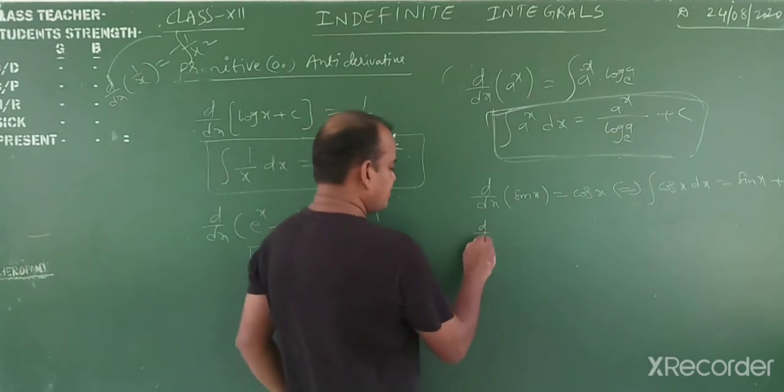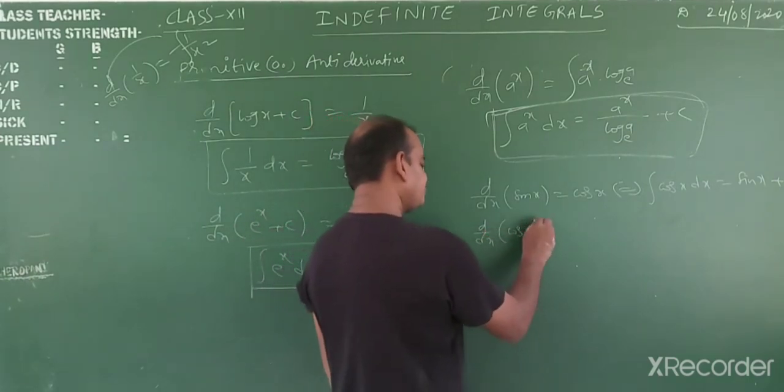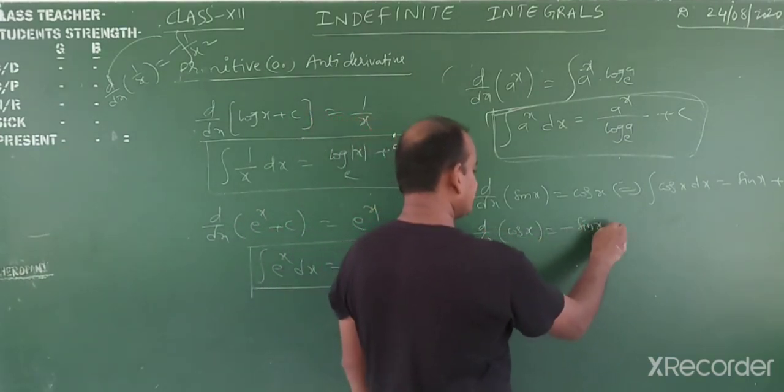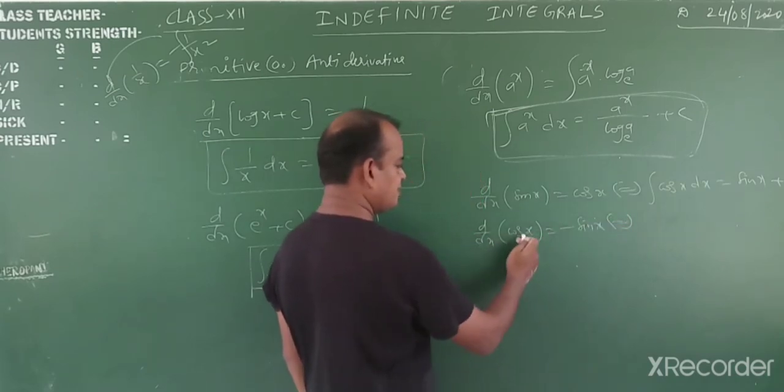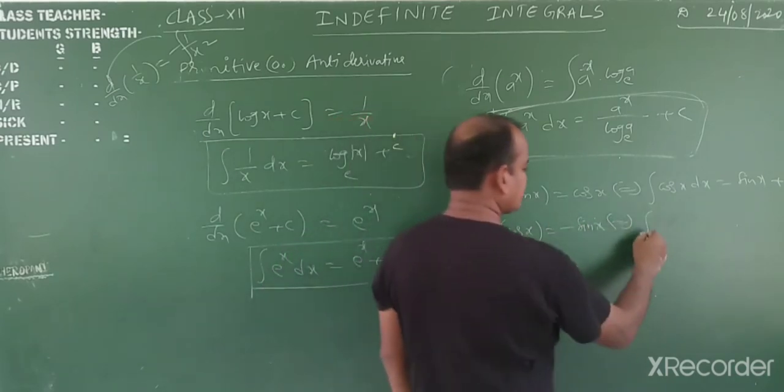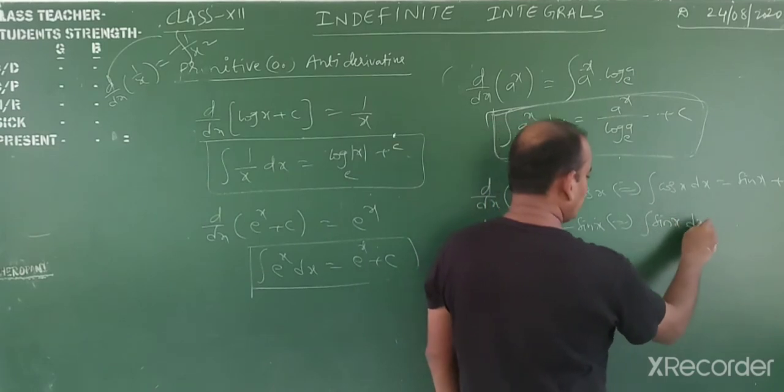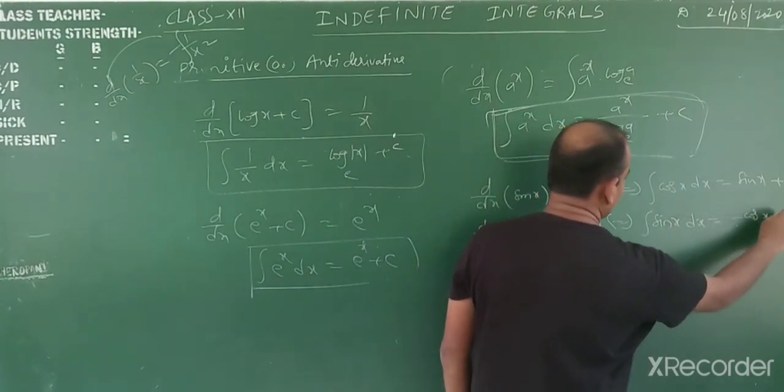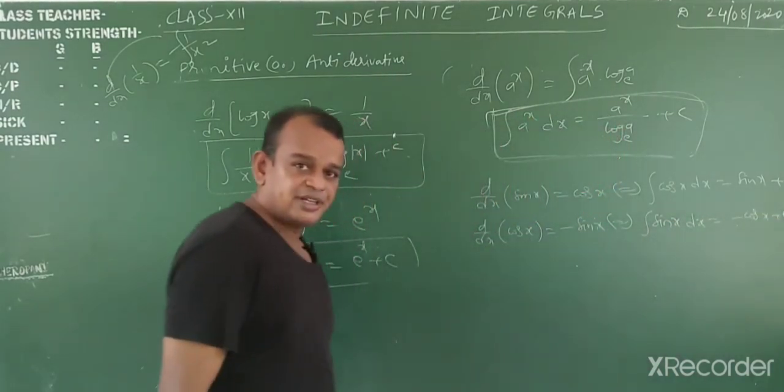Now d by dx of cos x equals minus sin x. Now the integral of sin x is equal to minus cos x. Don't confuse, my dear students: minus cos x plus c. Okay, my dear students, you understood?